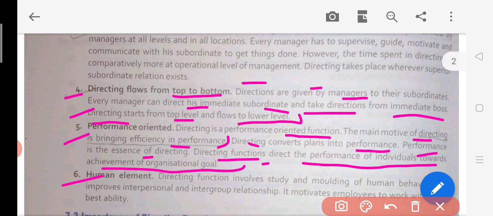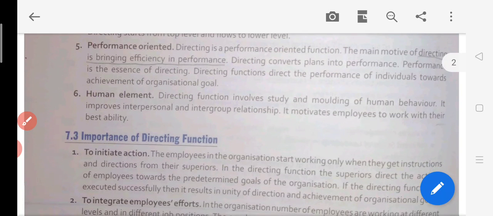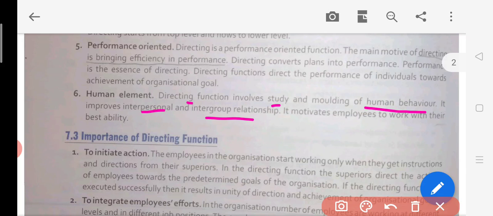Then human element. See, what is human element? Let us discuss this, because directions are given to human beings only. Okay, the people we direct. So the directing function involves study and molding of human behavior. It improves interpersonal and intergroup relationships. It motivates employees to work with their best ability.